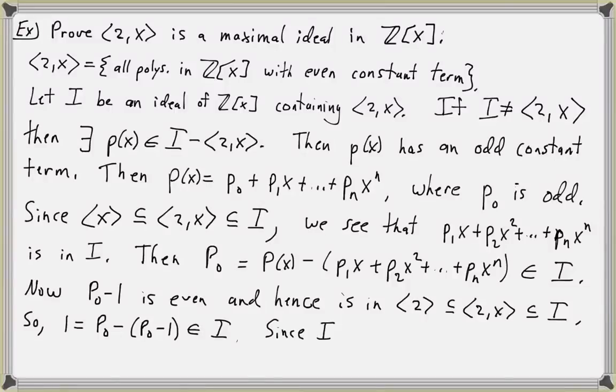So since I contains a unit, I equals the whole ring of polynomials with integer coefficients. So therefore, if any ideal contains the ideal generated by 2 and x, it has to be equal to the whole ring. Therefore, this ideal is maximal. So thus the ideal generated by 2 and x is maximal.